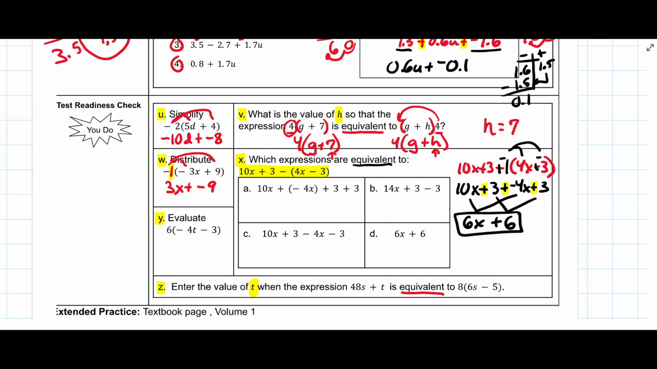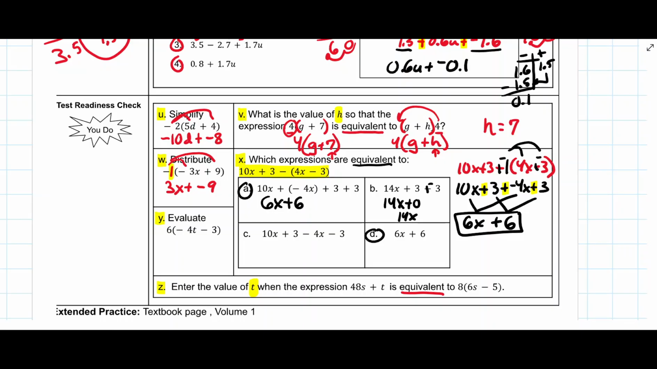So it's pretty easy to see that D is definitely equivalent. Let's take a look at B. 14x, definitely not, because we need a 6x. But let's simplify this anyway. 14x plus 3 minus 3, or 3 plus a negative 3 would be 0. So that one's equal to 14x. That's no good. Let's look at A. This is 10x plus a negative 4x. Well, 10 plus negative 4, those are like terms, and so that's going to be a 6x, and 3 plus 3 is 6. So A is a good one.